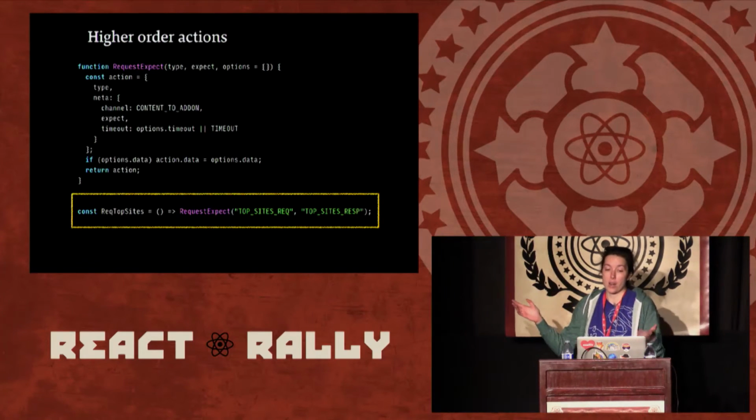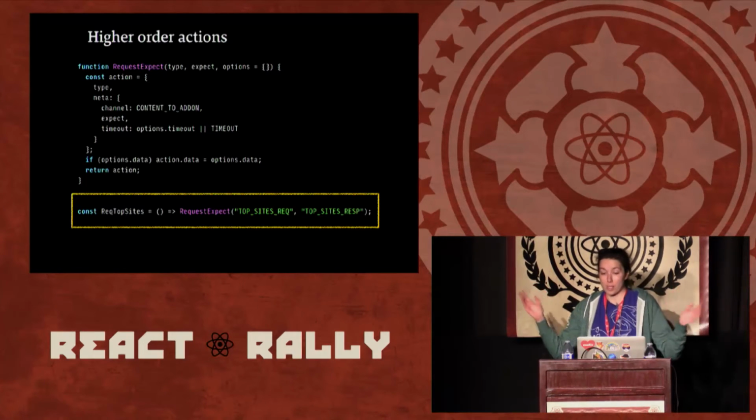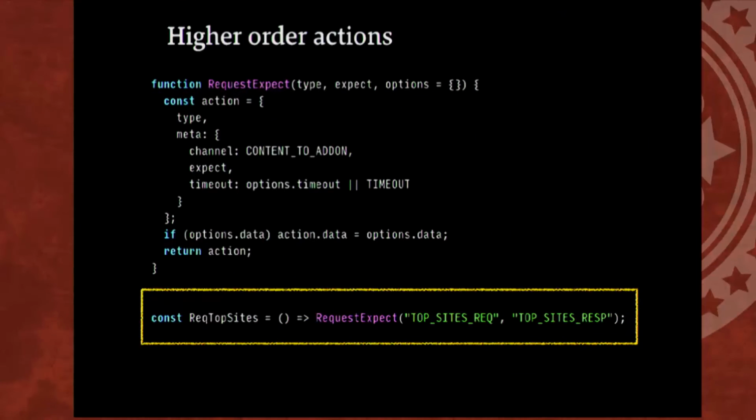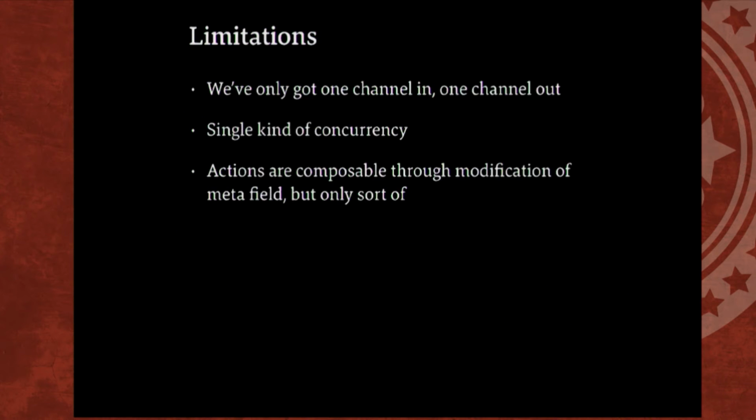So this is an example of a higher order action that we use called request expect, which adds a bunch of fields to the meta property, including an indication of which response action we expect back. So for top sites request, we want back a top sites response, as well as a customizable timeout. And all of this gets processed and converted into our asynchronous actions by the middleware. And to use this higher order action, we just create an action creator, so request top sites, that then calls request expect with the two types of actions.